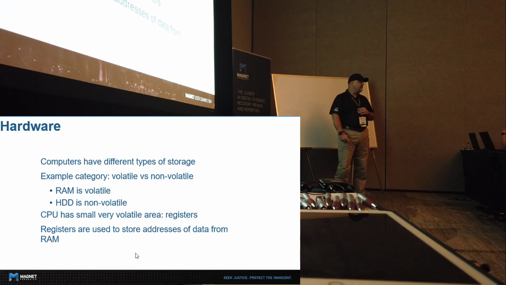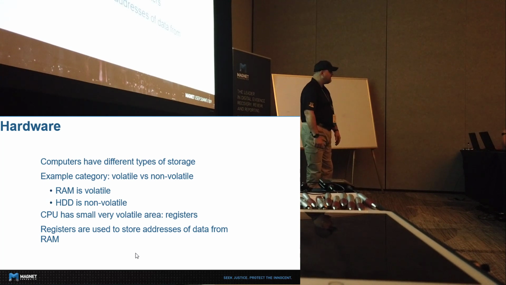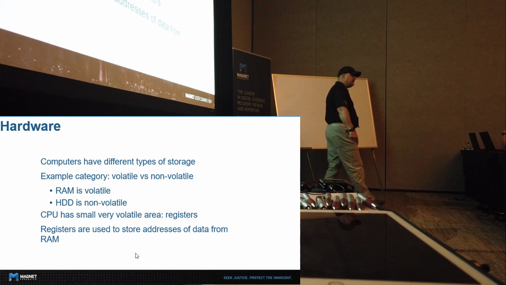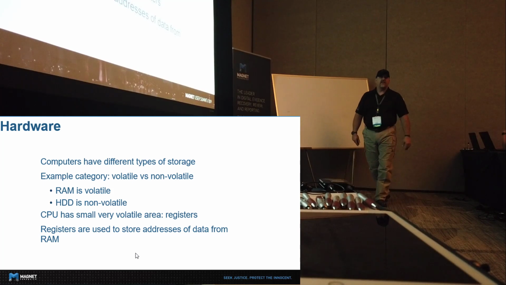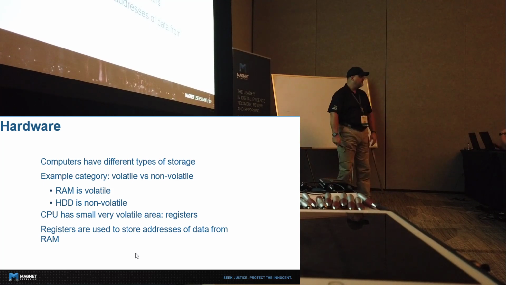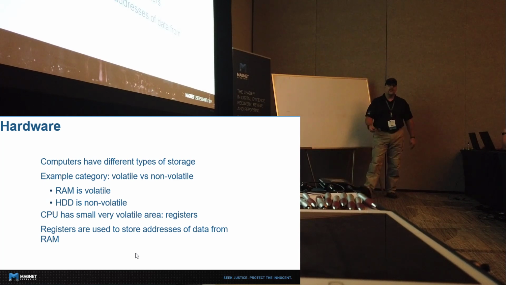So let's talk about RAM real quick. What is RAM? RAM is volatile. Data on the hard drive is not. Unless you kick it across the room, then it's pretty volatile. But other than that, if you take care of it, if the hard drive loses power, it doesn't lose its data. RAM loses power, RAM loses data. Okay? So let's keep going with this.